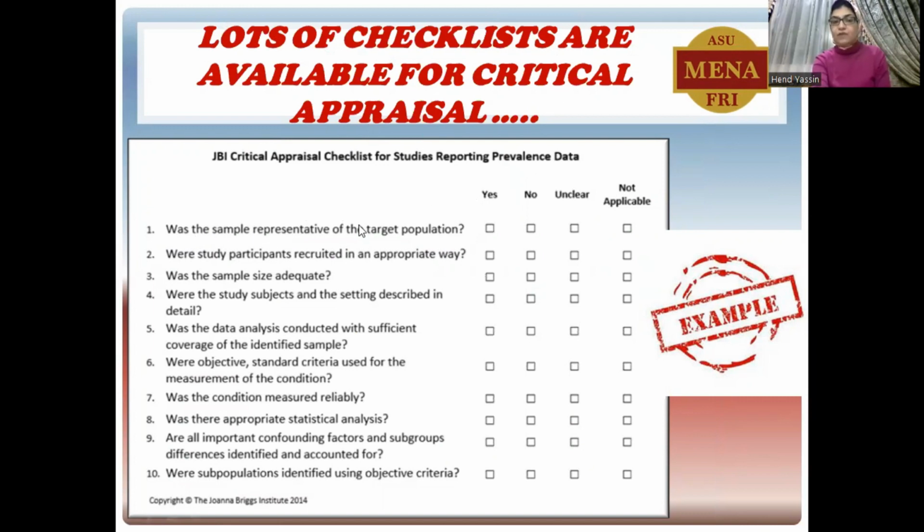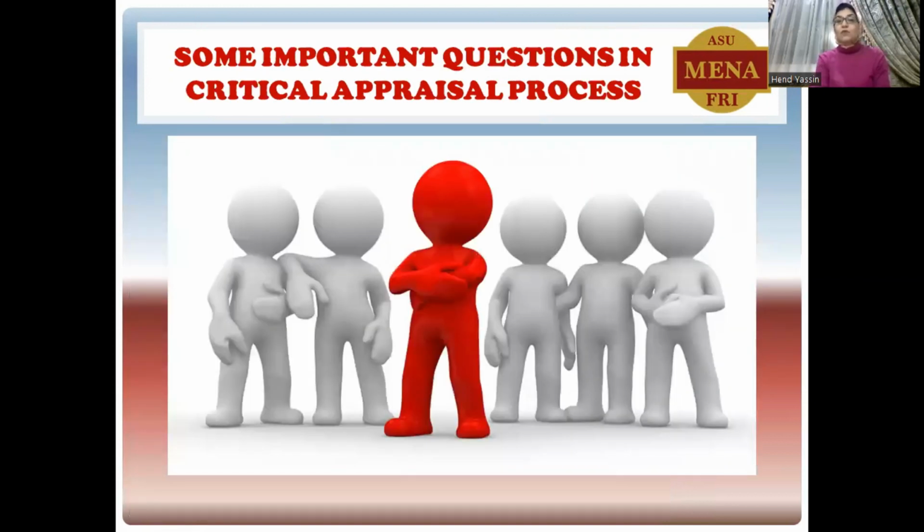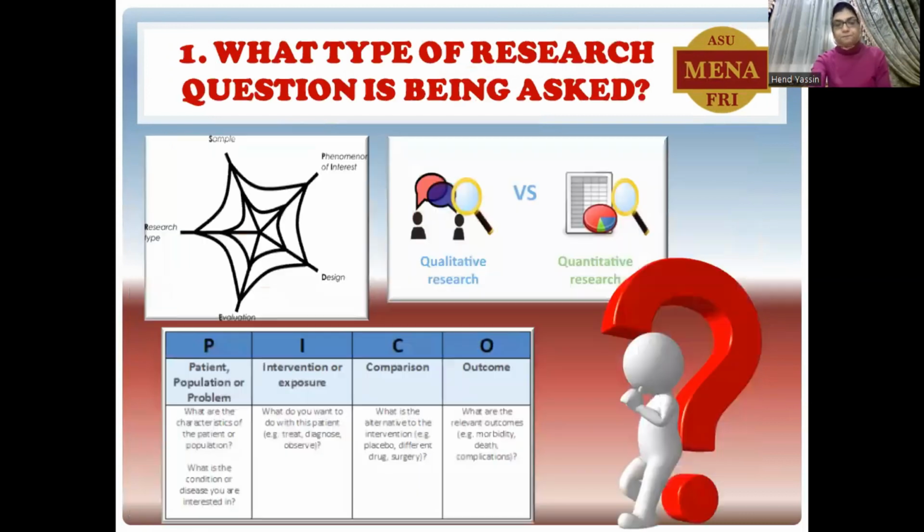They have items like: is the sample representative of the target population or not, are the study participants recruited in an appropriate way, is the sample size adequate, are the sample subjects and setting described in detail, and other questions. That's why we want to focus on some important questions in the critical appraisal process. Actually, it's not easy as such, but just to simplify, we will focus on some important questions.